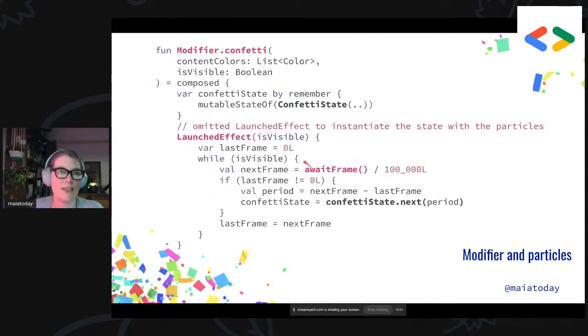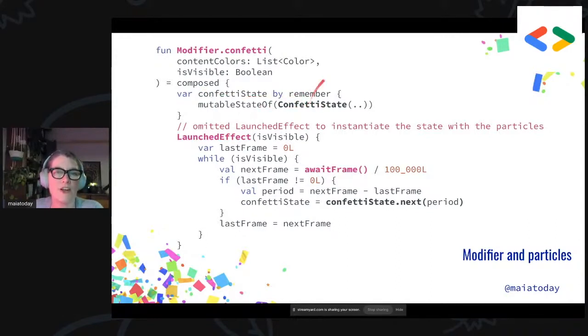Now the interesting part is the modifier. I made a new extension function, confetti, on the modifier. It takes a list of colors and, most importantly, this is visible flag. This is the flag that comes in from state that says, yes, show the confetti or don't show the confetti. Then with modifiers, you've got this composed keyword that gives you an area where you can call composable things such as the remember keyword and this side effect, launched effect, which I'll explain in a minute. So here I'm setting up my confetti state and I'm remembering it.